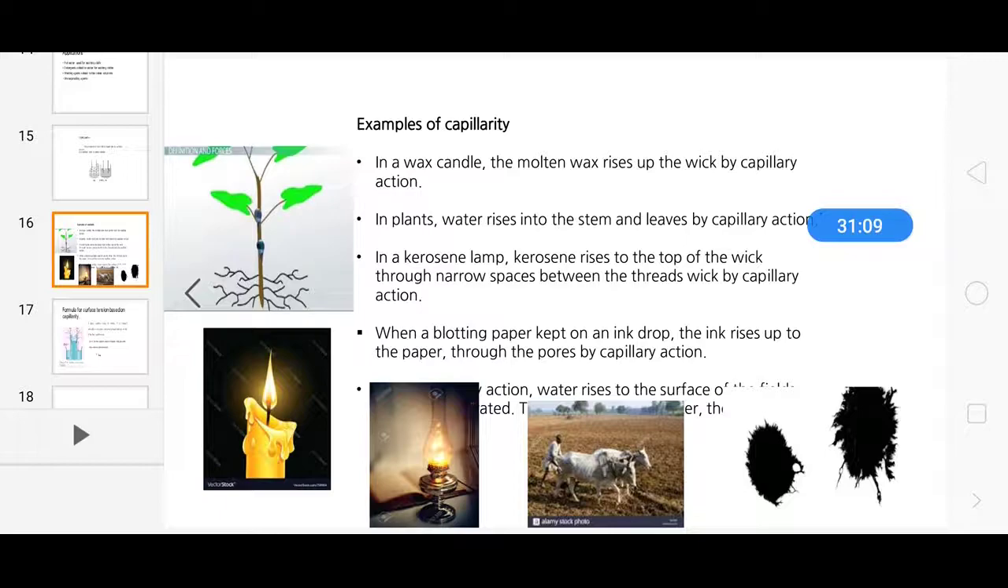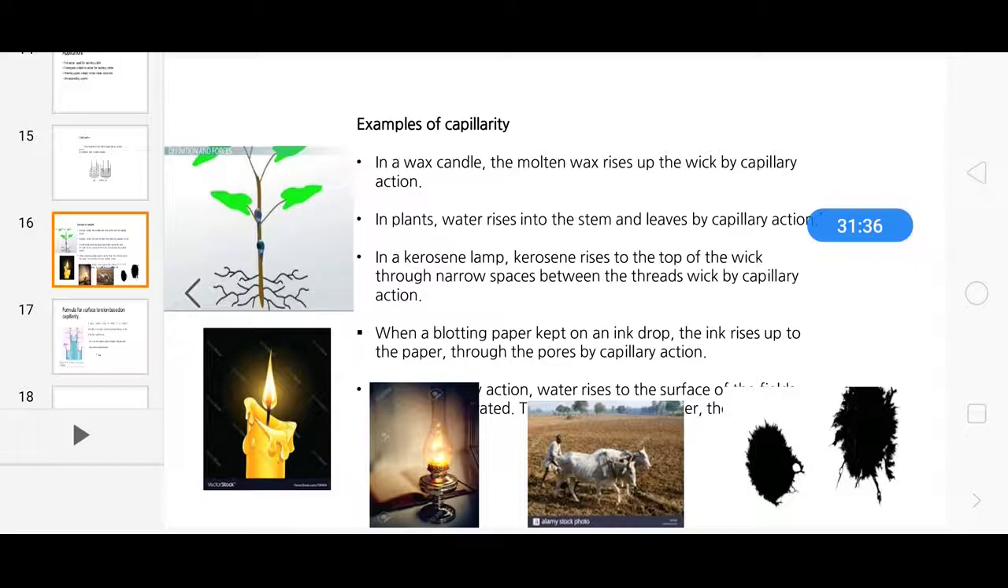And for plants, if you pour some water, the water rises into the stem and leaves due to the capillary action. So due to capillary action only, the leaves and stem can absorb the water. There is a rise in the water, meaning capillarity. The water rises into the stem and into the leaves by the capillary action.